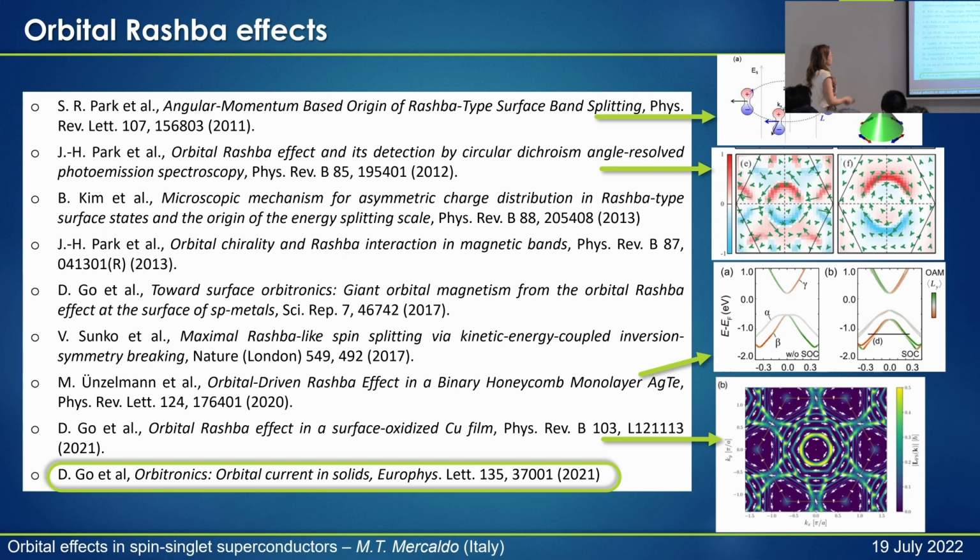Of course, there are many works, and this is probably not a complete list of references. Many of you are in the audience. About the orbital Rashba effect in conductors, I want to stress this nice review written by Dongo and collaborators that also talks about orbital effect, orbital torque, and other things. So when we have the orbital Rashba effect, we have orbital textures that arise in the system.